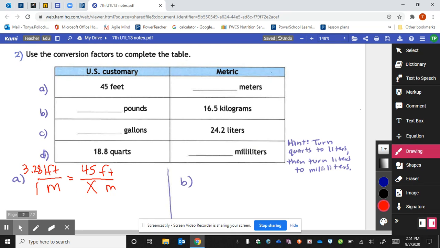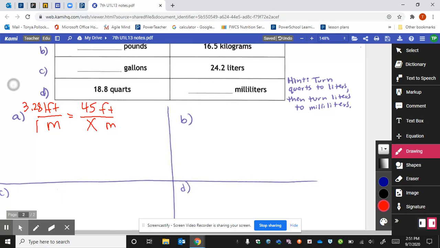And now my job is to use my proportion solving skills to determine what the value of X is. In this problem, it doesn't look like a mental math problem to me, because I don't know about you, but I do not know what to multiply 3.281 by to turn it into a 45. So instead, I'm going to use a different method, which was the cross products method. So when I do that, I know that 3.281 times X, or 3.281X, has to be the same as 1 times 45. Well, that part I can do in my head. I know 1 times 45 is 45.